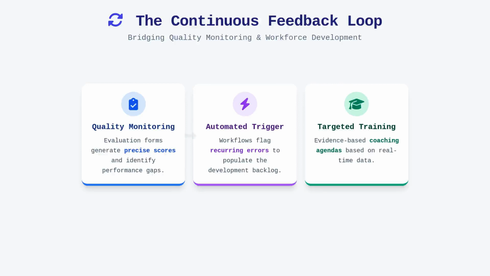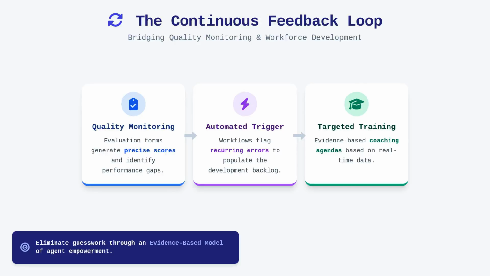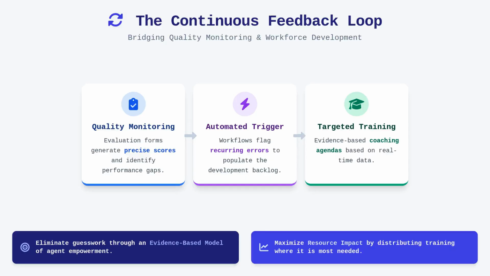By setting up triggers and workflows that flag recurring low-scoring interactions, you essentially automate the identification of coaching opportunities. This proactive loop ensures that your training resources are distributed where they will have the greatest impact on contact center proficiency. When you successfully align these two domains, you eliminate guesswork from the training process and move toward a truly evidence-based model of agent empowerment.